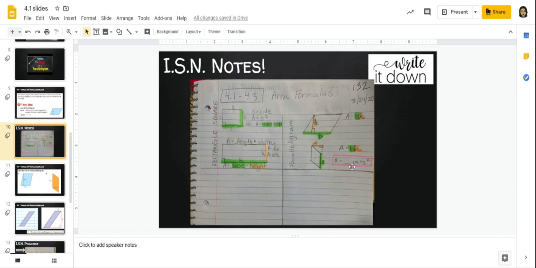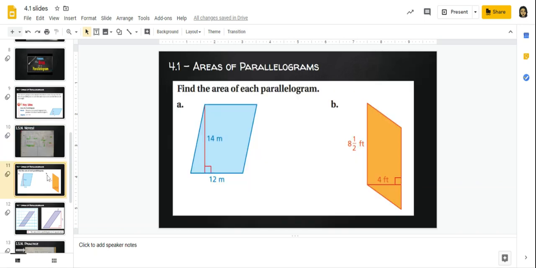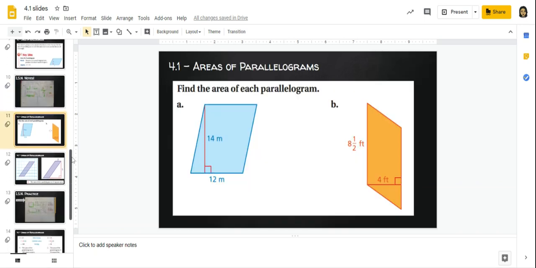it's from the top of the shape down to the base at this 90-degree angle. Okay. And then, as always, when you write your area answer, you want to write area equals however many units squared. Okay. Units squared. Again, how many squares you could fit inside the shape. So I've got 2 examples here, which will be shown on your practice side.